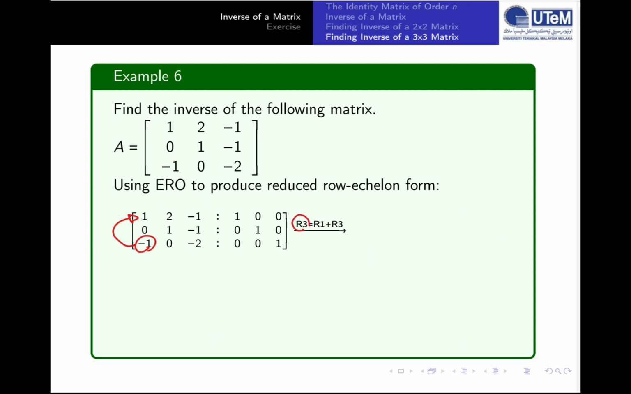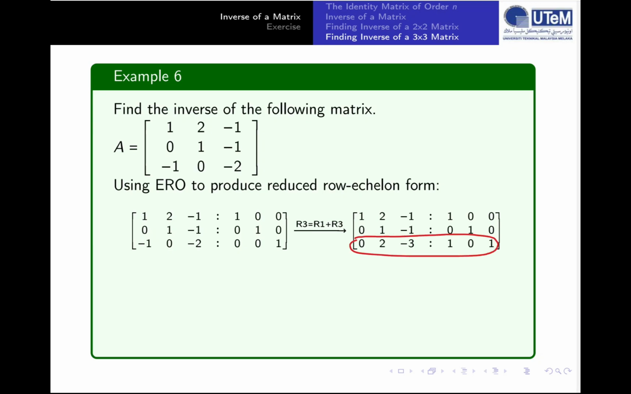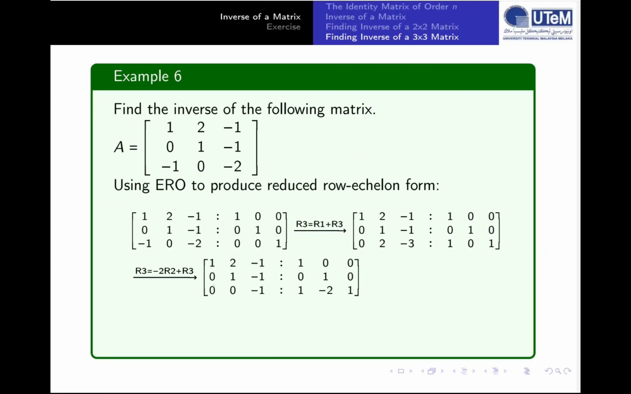So we want to change row 3. So here must be plus row 3. Okay, so we can get this value on row 3, and then this one becomes 0. We can get it by producing the formula row 3 equal to -2 row 2 plus row 3. And then we can get 0, 0, -1, 1, -2, 1.